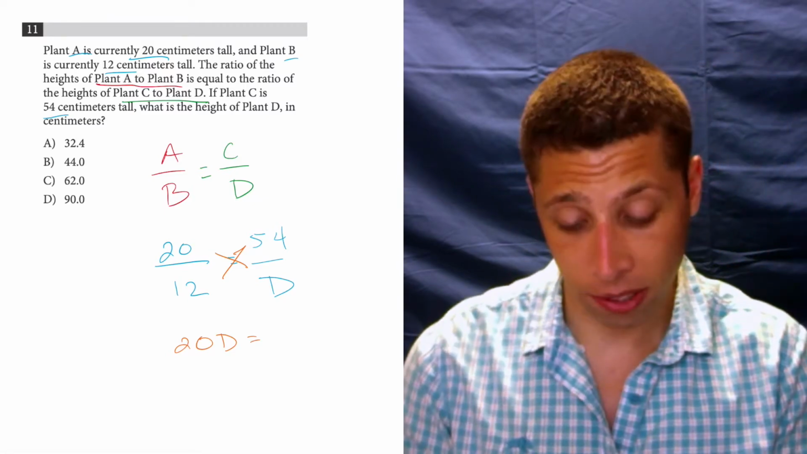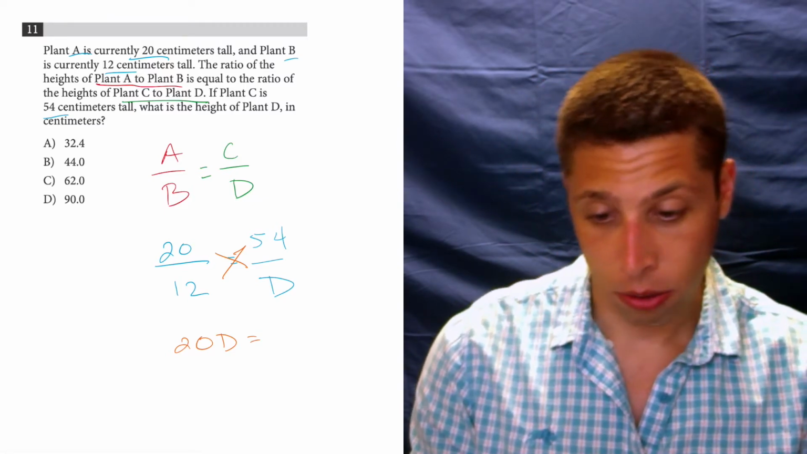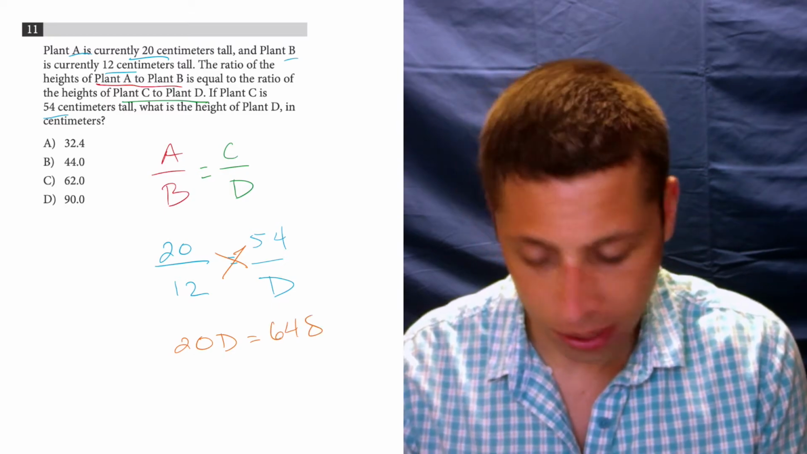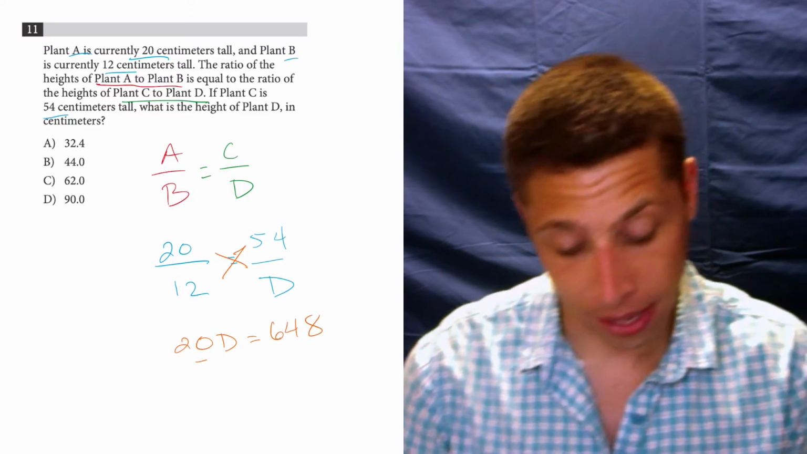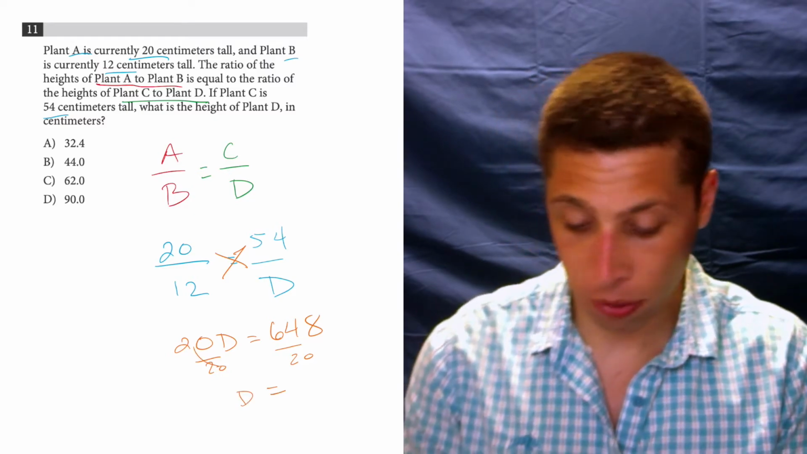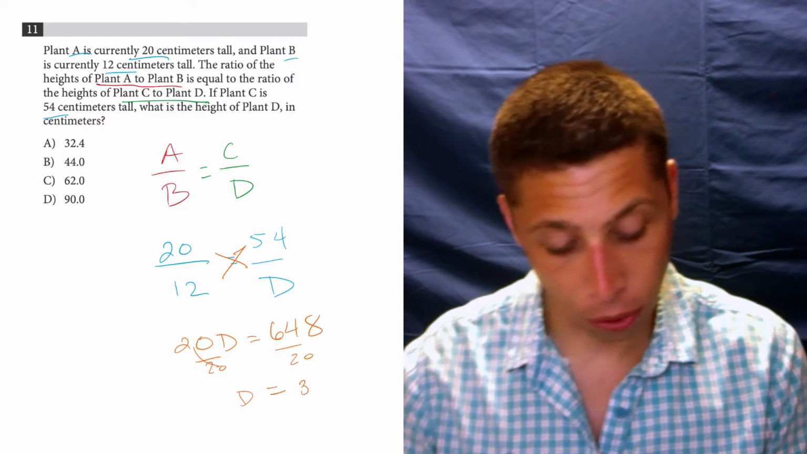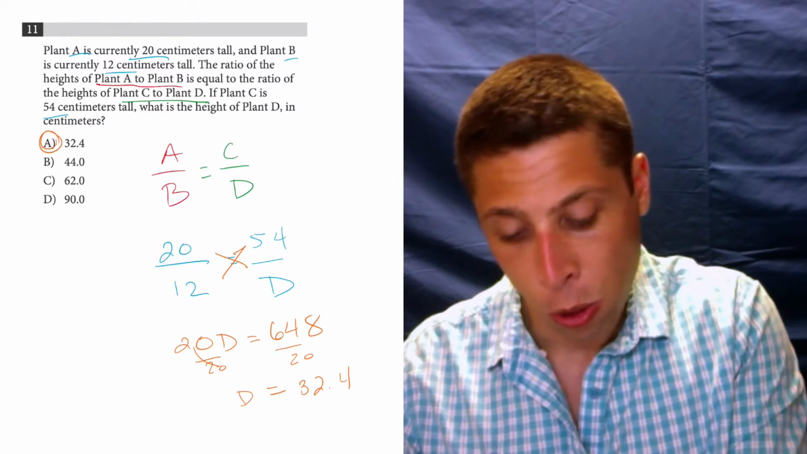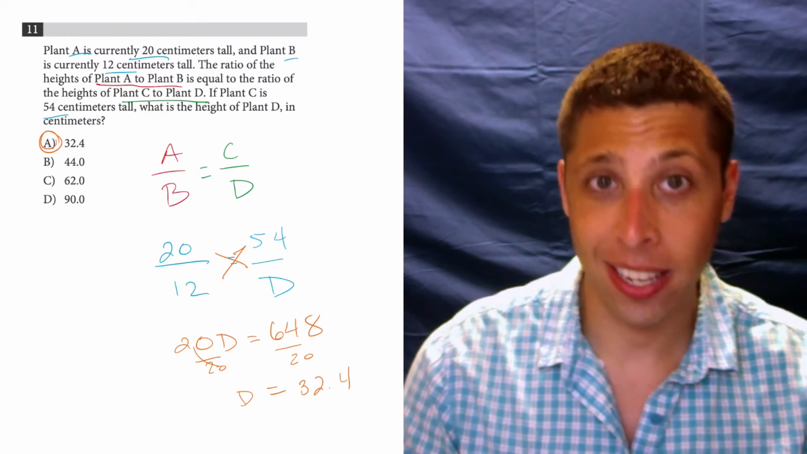So diagonally. So D times 20 is 20D. 54 times 12, it's the calculator section. No reason to do that. 648. And then I divide by 20 to get D by itself. And I get 32.4, which is choice A, which is the answer.